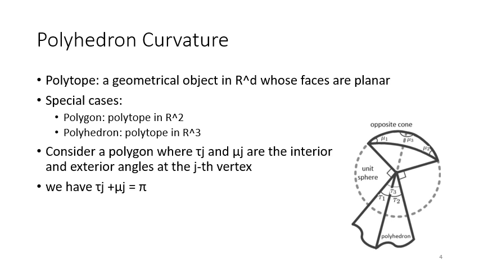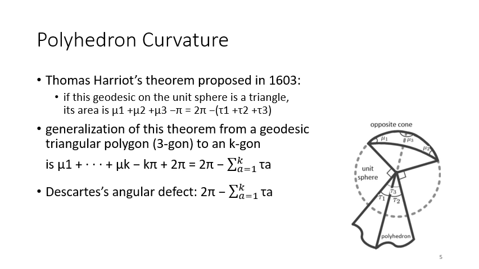You can see an example there that we have a polyhedron that has tau_1, tau_2, and tau_3 as its interior angles, and mu_1, mu_2, and mu_3 as its exterior angles. We see that tau_j plus mu_j is equal to pi. Now, again, consider that figure. You can see that the exterior angles are in the opposite cone of the polyhedron.